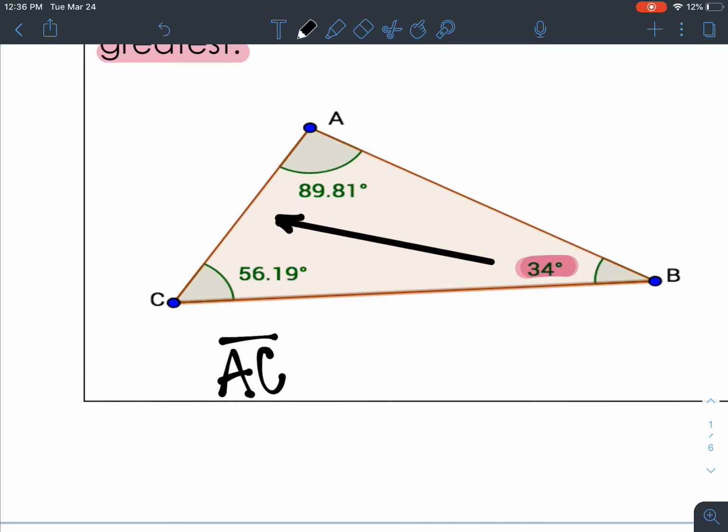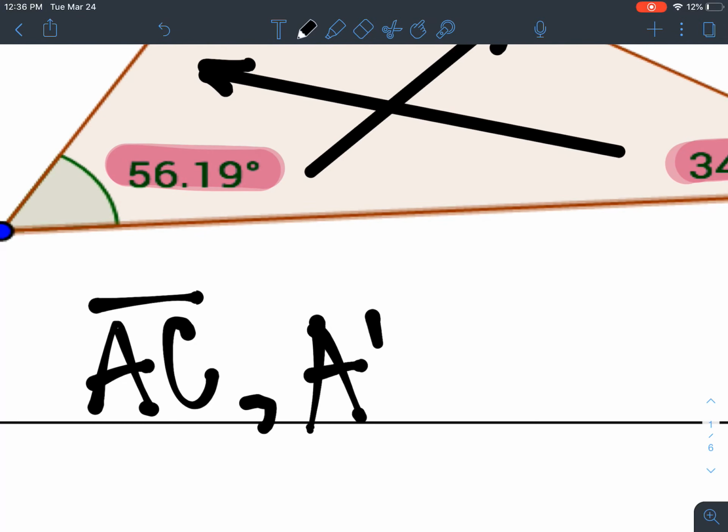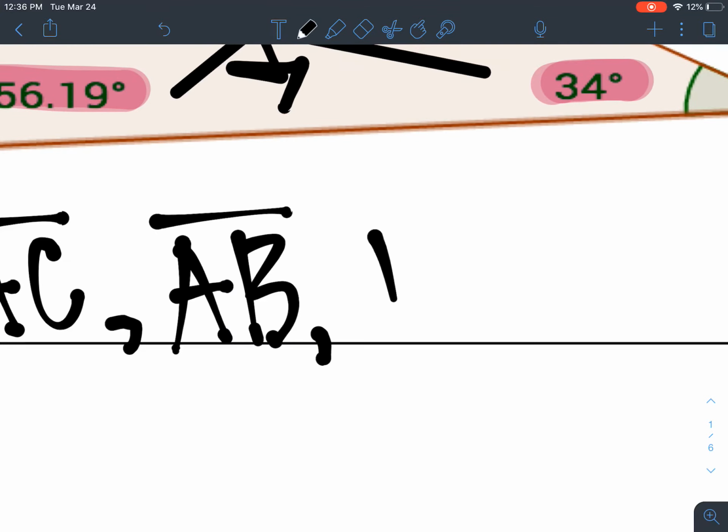Okay? So now we need to identify what my next smallest angle is, which is the 56.19. And I'm going to go opposite of that, and that's going to give me my second smallest side, which is AB. Okay? Now, to identify my biggest side, I'm going to go opposite of my biggest angle, which is the 89.81, which is BC.